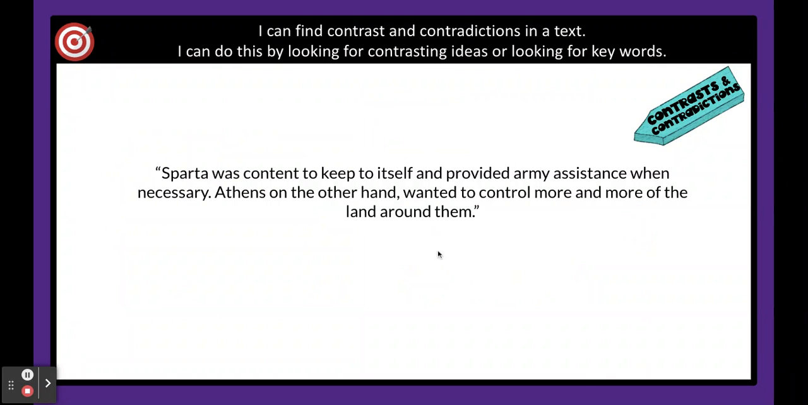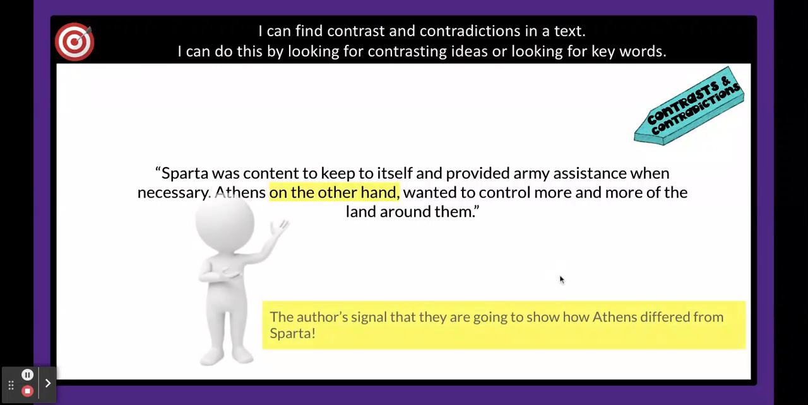So, let's try to find the contrast and contradiction here. Sparta was content to keep to itself and provided an army assistance when necessary. Athens, on the other hand, wanted to control more and more of the land around them. The author's signal word here, on the other hand, shows you how Athens differed from Sparta. So in this case, it was pretty obvious, right?